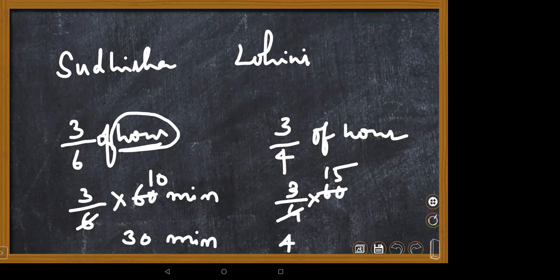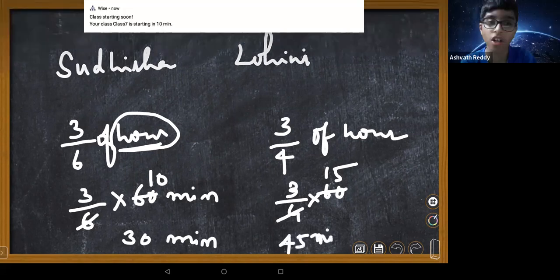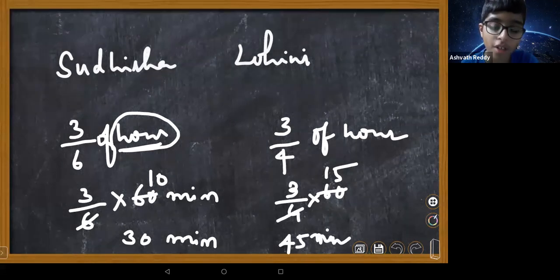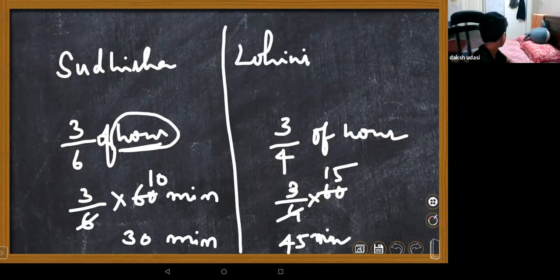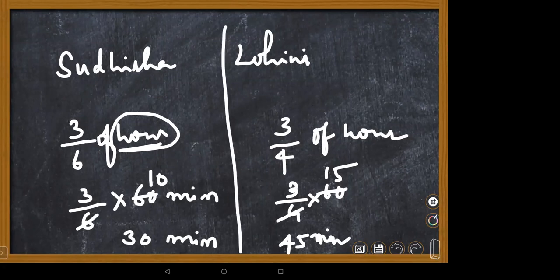Lohini did exercise for 45 minutes, but Sudisha did exercise for only 30 minutes. So who did more? Lohini did more exercise. How much more time? By 15 minutes. Very good. Like that, whatever likely application will be tested in the exam, children, you can be ready.